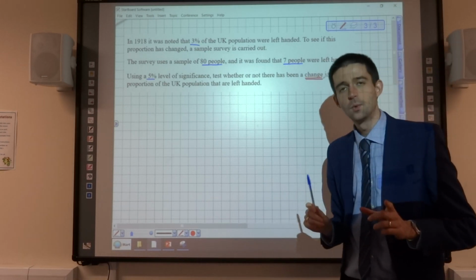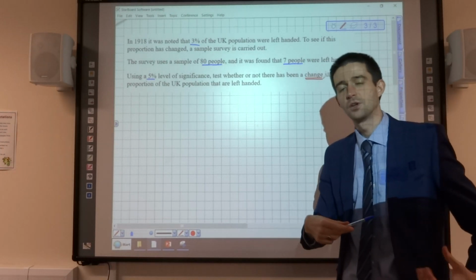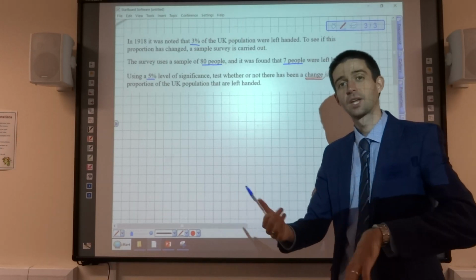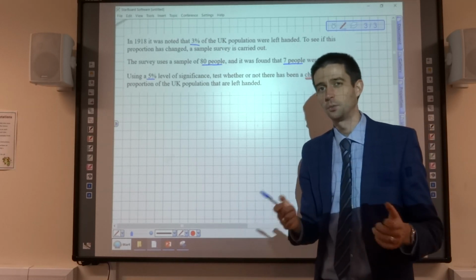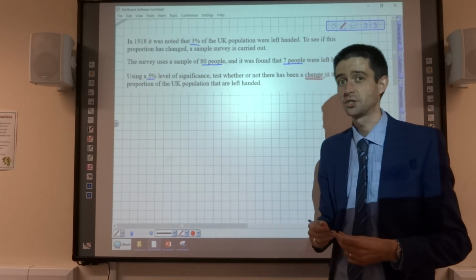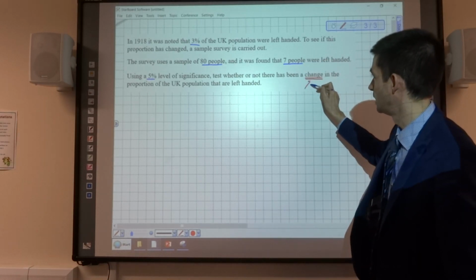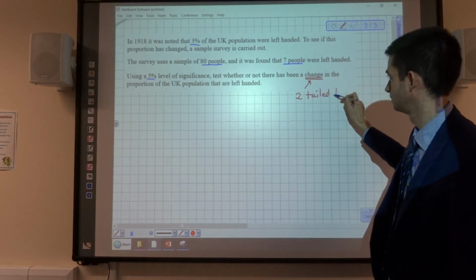Now, the key word in this example is change, because whereas in the previous one we were asked about whether things had improved, so the probability of a fault had decreased, here we're just being asked if there's a change. We're not being asked is it an increase or a decrease, it's just a change. And this is the word that implies that we are going to do a two-tailed test.